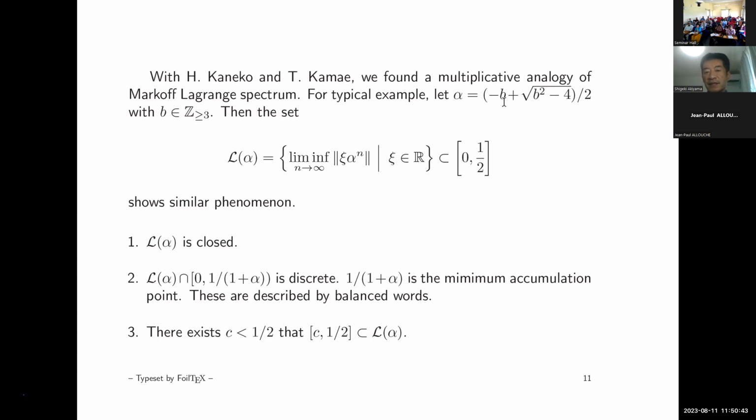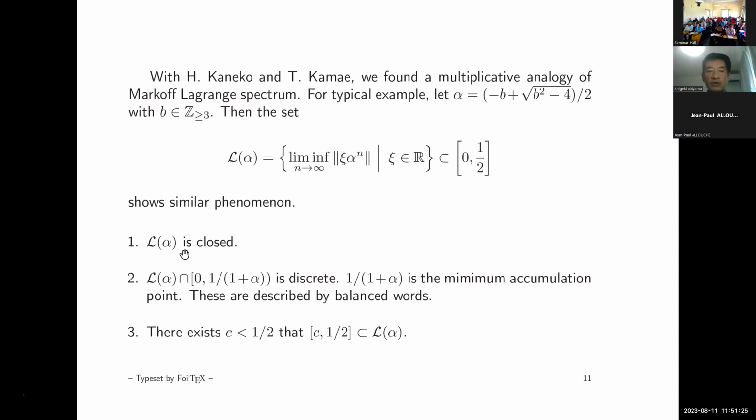Alpha equals (b plus square root of b squared minus 4) over 2. Then we consider the limit inf of the distance of c times alpha to the n to the nearest integer, and take the limit inf over all of them and collect all the limit infs. You remember this symbol is the distance to the nearest integer, so this must be between 0 and 1/2. Okay, and we get almost similar properties.